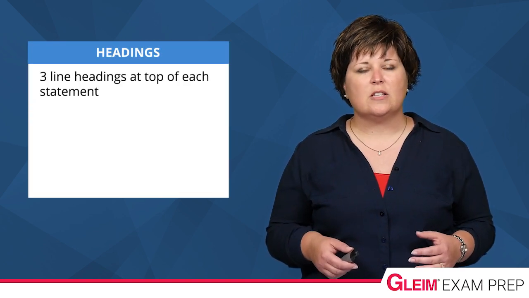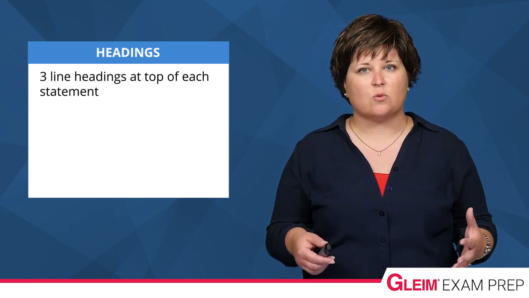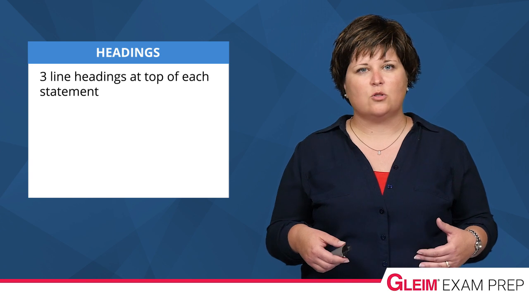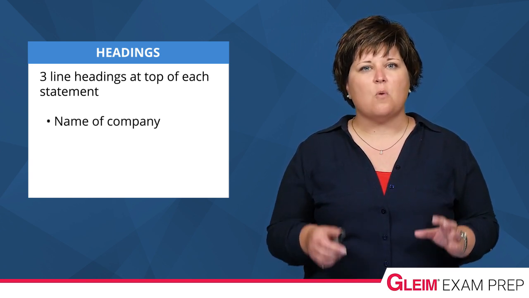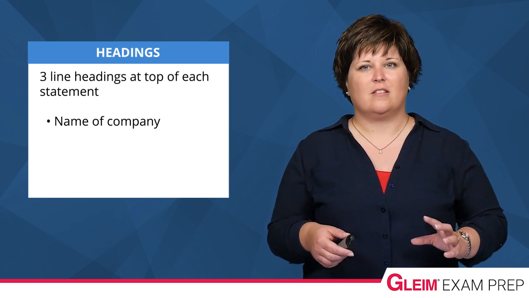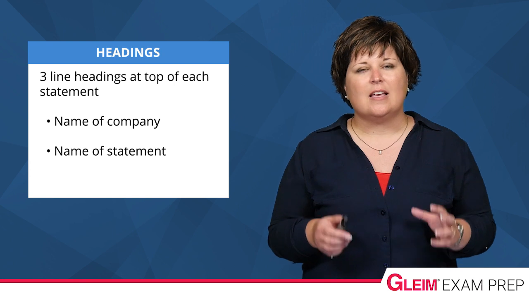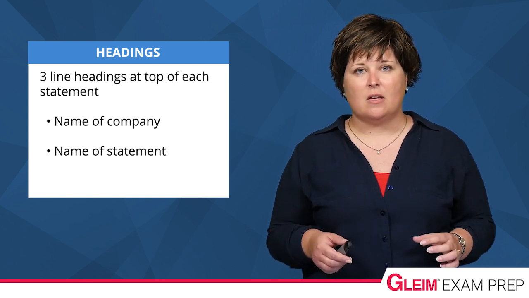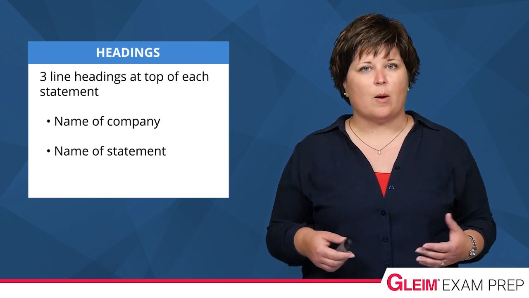The next basic rule for preparing financial statements is how to label your statements. The heading of each statement should consist of 3 lines. I always tell my students to remember back to elementary school, when you're first learning how to turn in your homework assignments to your teacher. The first thing you always put on your paper is your name. The second line is the name of the statement. You simply are labeling what statement this report represents.